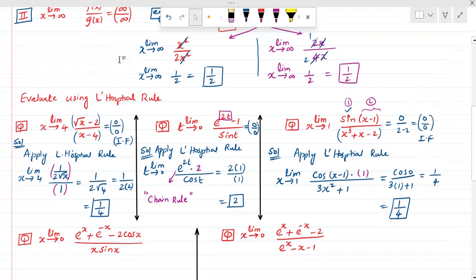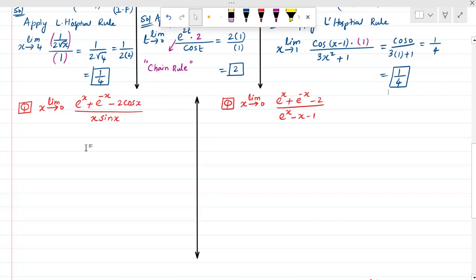Now the next part we will do. Limit x approaches 0, e to the power x plus e to the power minus x minus 2 cosine x over sine x into sine x. So when you apply the limit, you will get e power 0 is 1, e power 0 is again 1, minus cosine 0 is 1, which is 2, minus 2. Over here, sine 0 into 0, which is 0. Therefore, you will get 0 over 0 form, which is an indeterminate form. So here I have to apply L'Hopital rule.